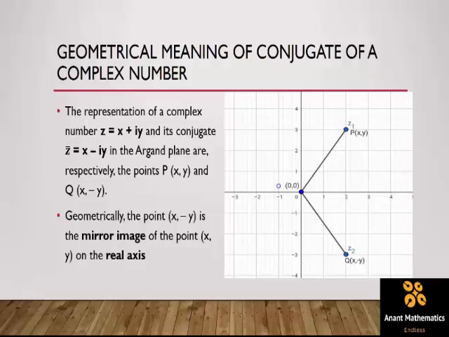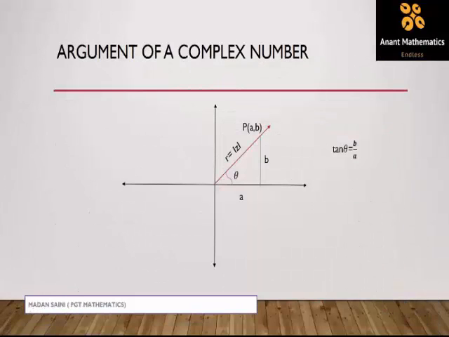So I hope the geometrical meanings of modulus and conjugate of a complex number are clear to you. I repeat again: the modulus of a complex number is the distance of the point P from the origin, and the conjugate of a complex number is the mirror image on the real axis. The next topic of this video is the argument of a complex number.